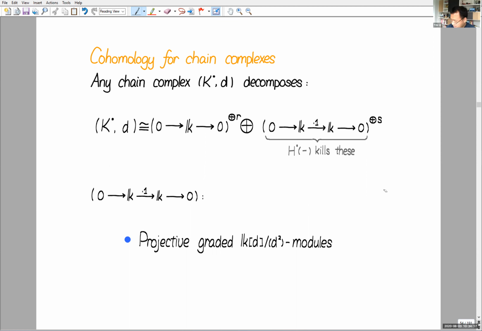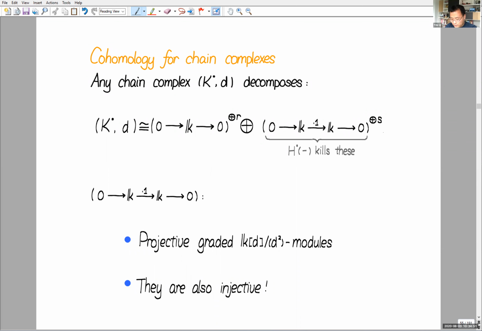And slightly less obvious is the fact that they're also injective. Essentially this follows from the fact that there is a Poincaré duality on the cohomology ring of S1. So you can use the duality to see that the dual of this module is isomorphic to itself. So the dual of any projective module is injective. So you see that this module is also injective.